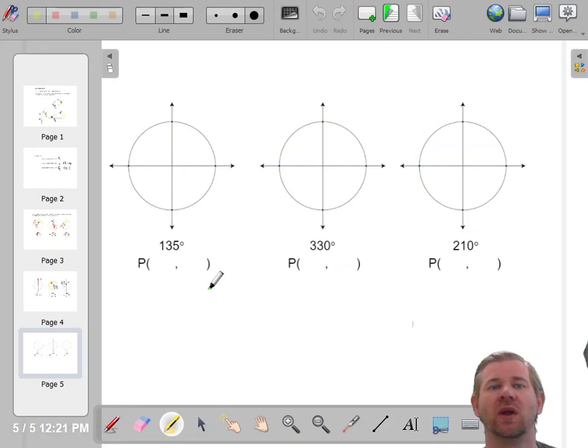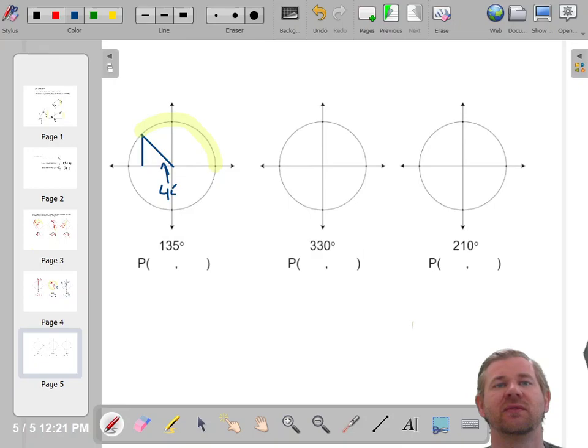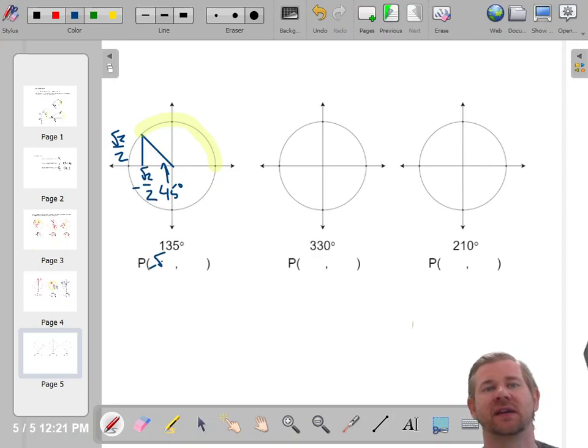One more set, 135. 135 is right here in the middle, and that is 45 degrees short of 180. So this is a 45 degree reference angle, which means both the legs are radical 2 over 2. It's the isosceles. X is negative in the second quadrant.